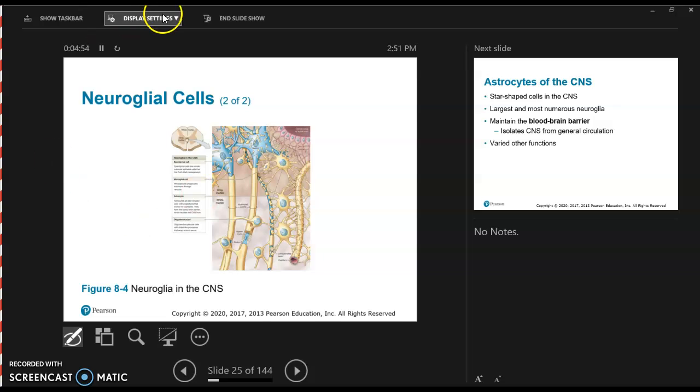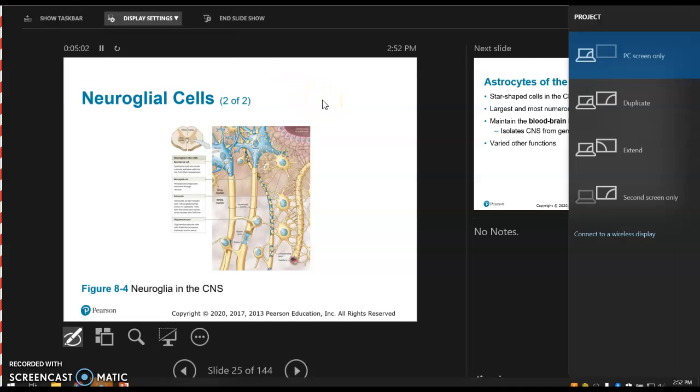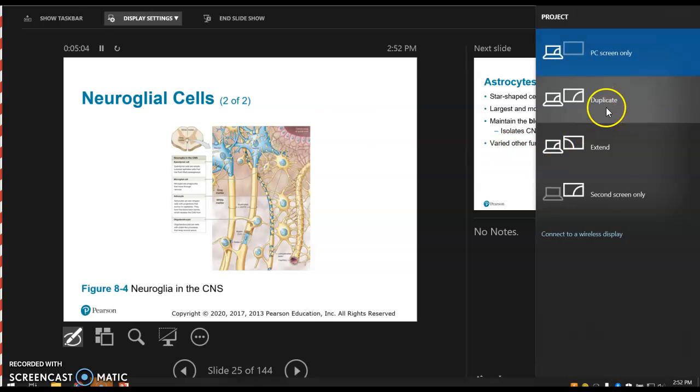So let me see if I can get this. It's still not doing a presenter view. All right, I'm going to try this again because I want you to be able to see it bigger.